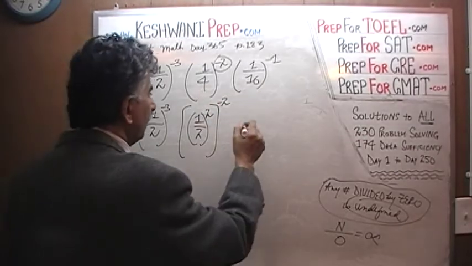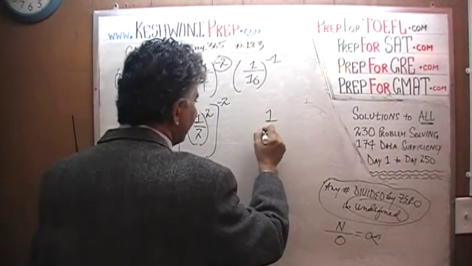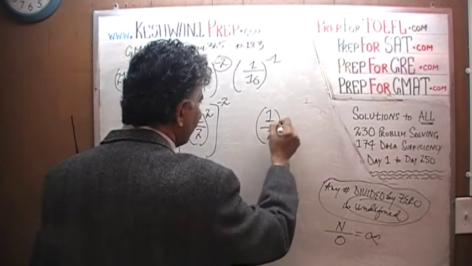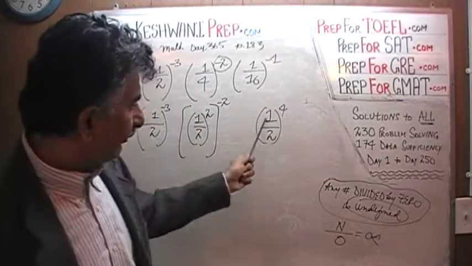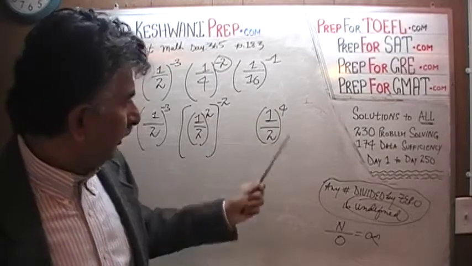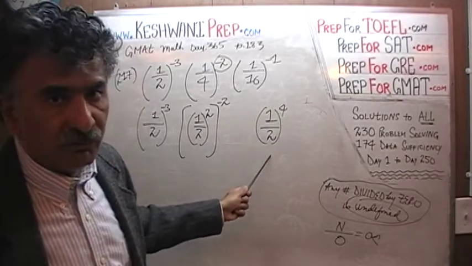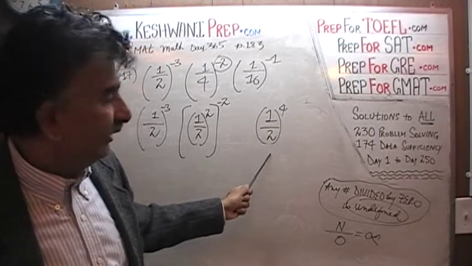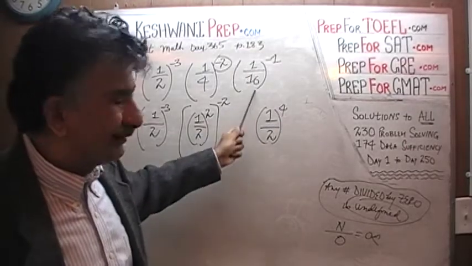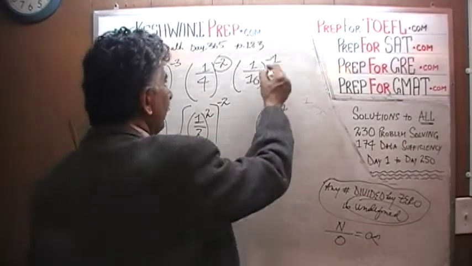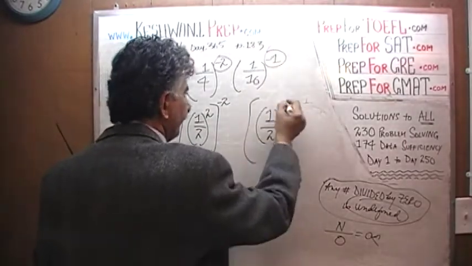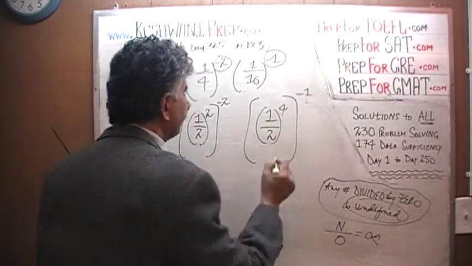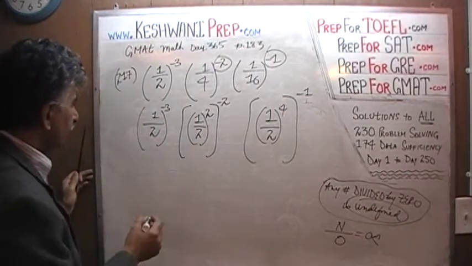So far so good. And similarly, 1 over 16 can be written as 1/2 raised to 4. 1/2 raised to 4 is the same as 1 over 16, because 2 times 2 is 4, 4 times 2 is 8, 8 times 2 is 16. And on the outside, we have a negative 1. So that's it, we're almost done.